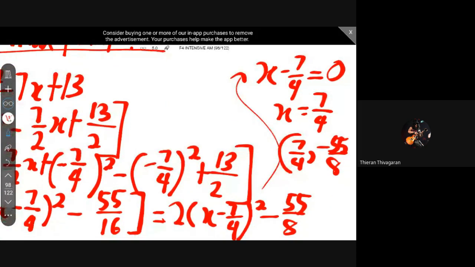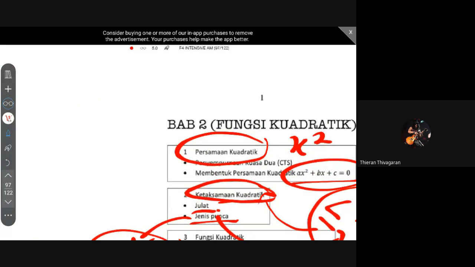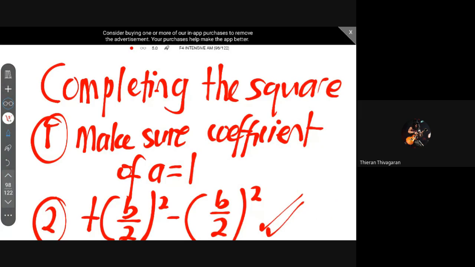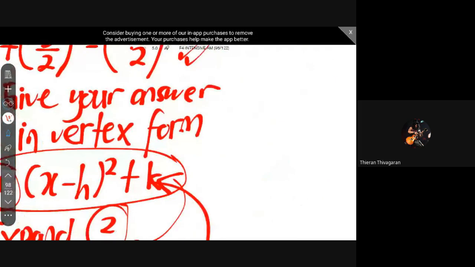Okay guys, until here, can everyone understand? Sampai sini, boleh faham kaedah penyempurnaan kuasa 2? The completing the square method? All good? Boleh, okay, good. So we go back to the notes. Minimum point is Y. Yes, Aife, correct. Minimum point is Y.